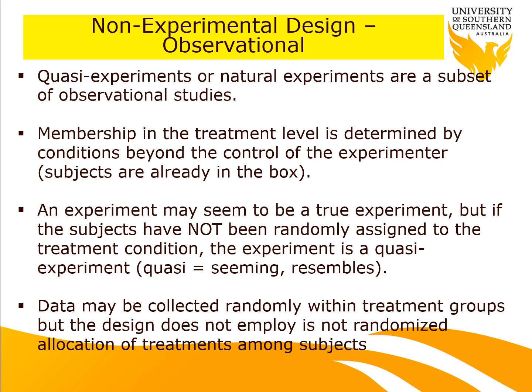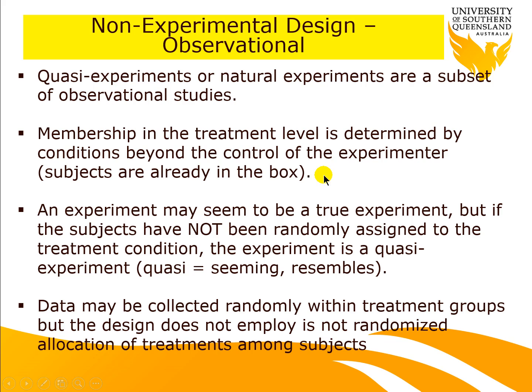Okay, I'm going to talk a bit more about the observational types of research now. I mentioned earlier on that you can have observational studies that look like experimental studies, but the treatment has not been imposed by the researcher. These are often called quasi-experiments or natural experiments. You might see these terms in the literature.